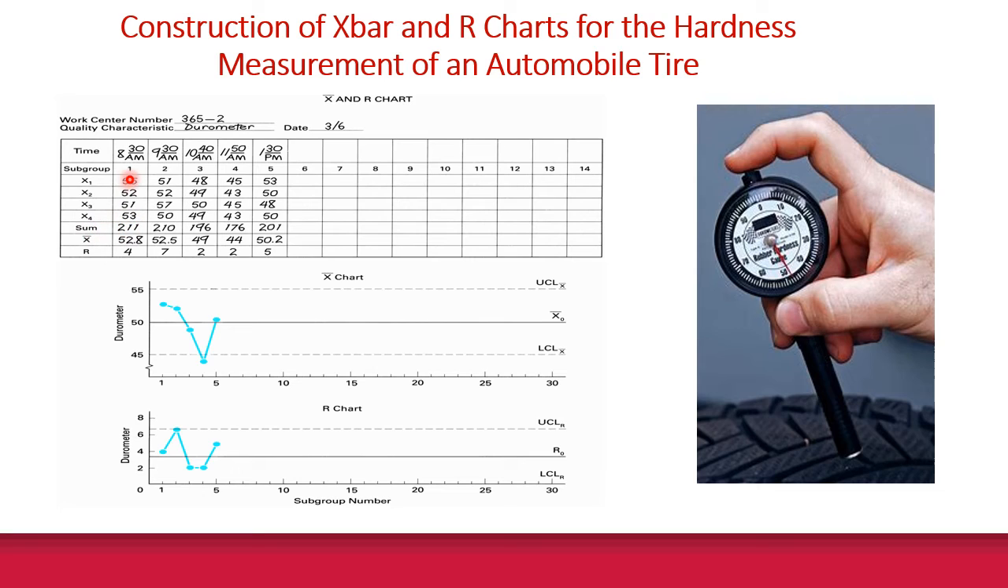We compute the sum of the numbers, x1 through x4. We divide by 4, we get the average. The range value comes from the fact we look at the biggest number minus the smallest number. So 55 minus 51, that's 4.